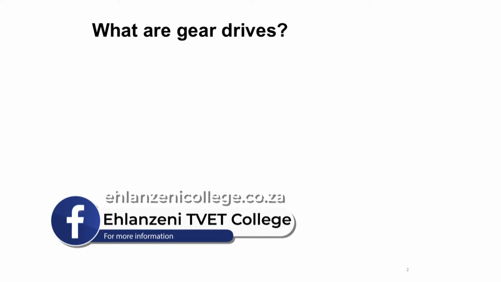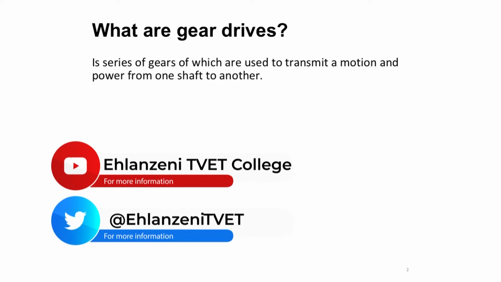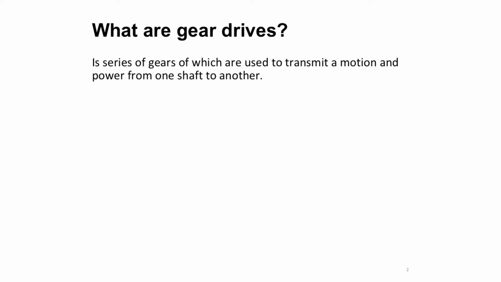What do we mean when we say it's a gear drive? We say it's a gear drive when it's a series of gears which are used to transmit motion and power from one shaft to another.